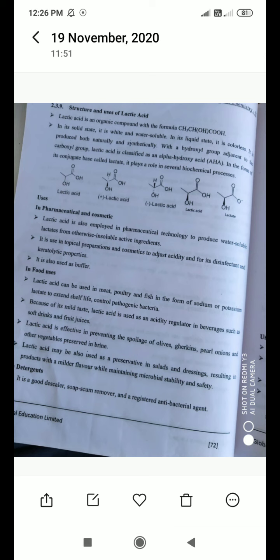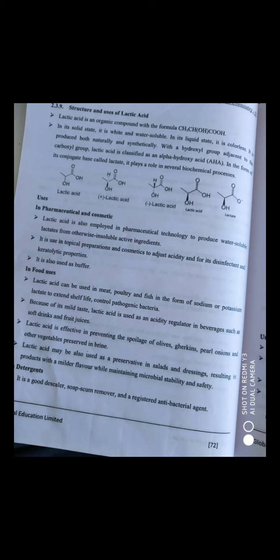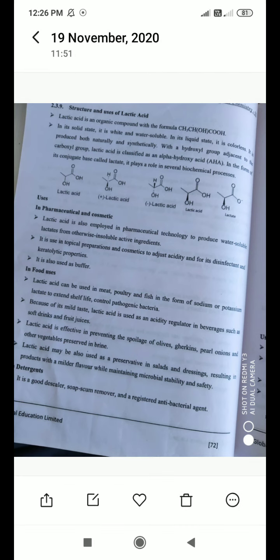We will see some physical properties. In its solid state, it is white and water soluble. In its liquid state, it is colorless. Means if this particular compound lactic acid is solid, then it is white and water soluble. If it is liquid instead, it is colorless. In liquid state, it remains colorless, or it doesn't have any color. It is produced both naturally and synthetically.